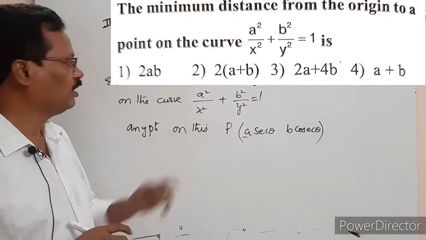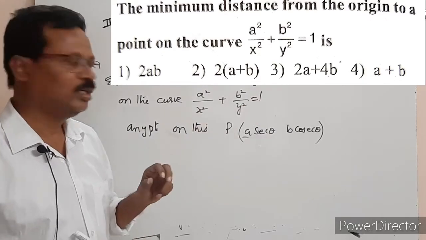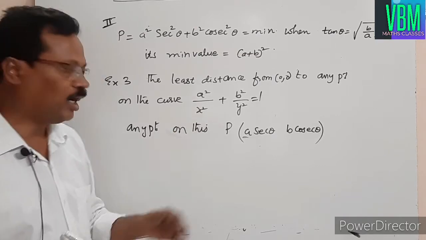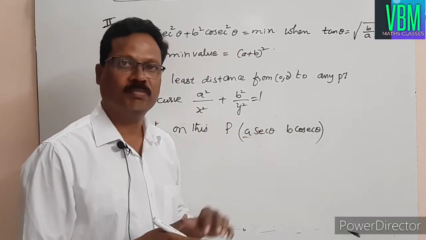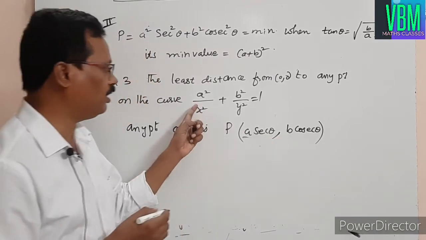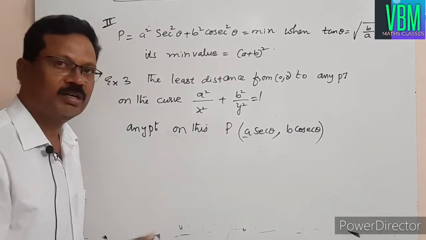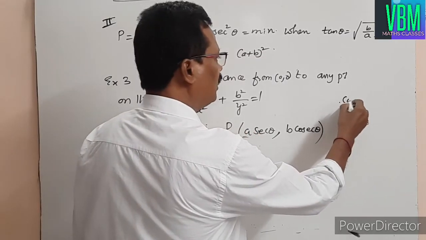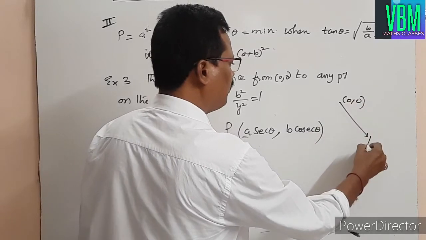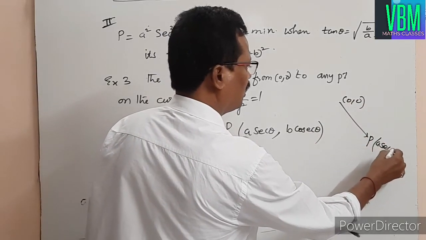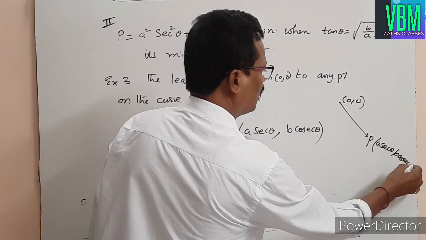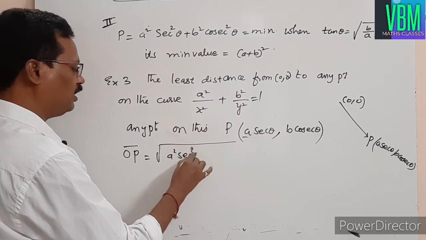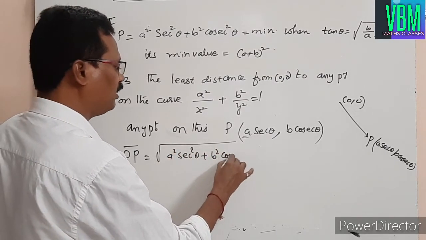Third example, the least distance from the origin to any point on the curve. Now how do we consider any point on this? I am taking the point A sec theta comma B cosec theta. Now if we substitute here, it is satisfied. Now what they are asking is the distance of this point from the origin. So somewhere origin is there, from origin to this point P. Distance OP is equal to under root of A square sec square theta plus B square cosec square theta.